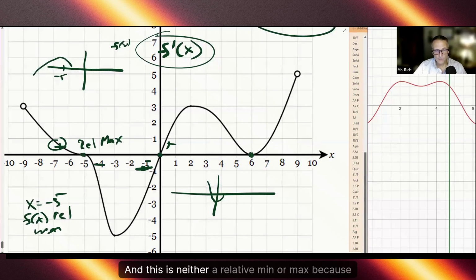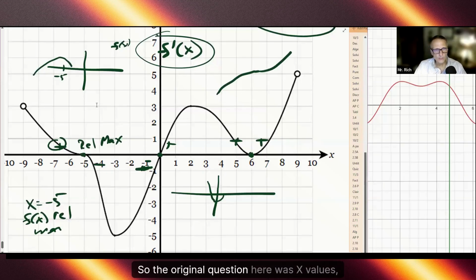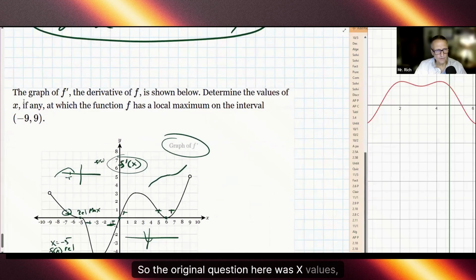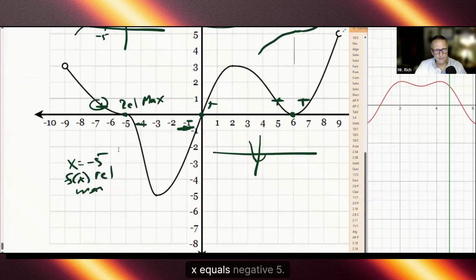And this is neither a relative min or a max because the derivative is positive and then it's positive. So here's a place where the function was increasing, flattened out, and then kept increasing. So the original question here was x values where you have a local max. It would be at x equals -5. That's the answer to that question.